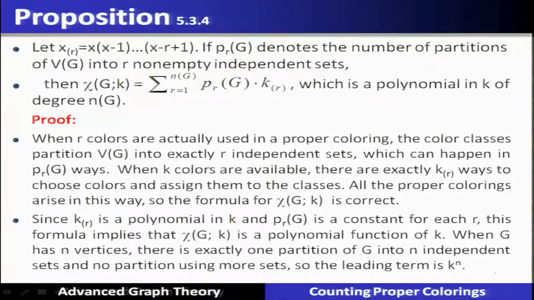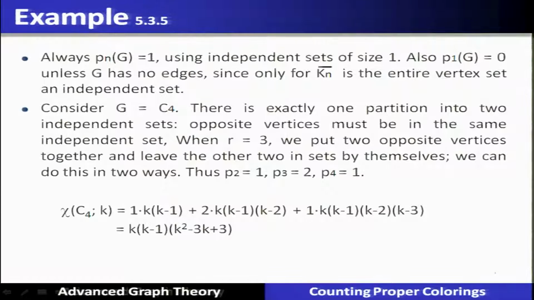Now, k^(r) is a polynomial in k and P_r(G) is a constant for each r. This formula implies that chi of G with k is a polynomial function of k. When G has n vertices, there is exactly one partition of G into n independent sets, and no partition uses more than that, so the leading value is k raised to the power n. Always P_n is equal to 1, using independent sets of size 1. So, P_1(G) is equal to 0 unless G has no edges, since only for the complement of K_n is the entire vertex set an independent set.